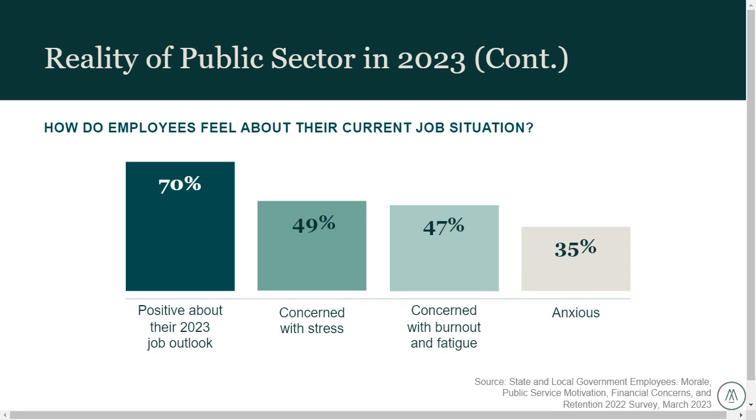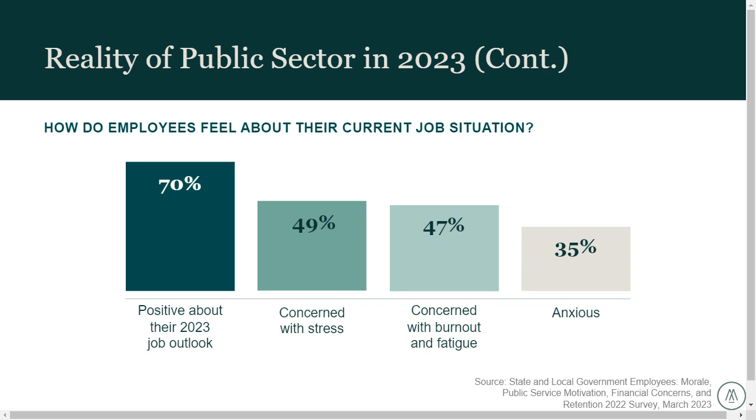So when we unpack that, basically what that means is people are pretty content that they're going to have a job. They don't see a whole lot of disruption. They don't see a whole lot of change. They're pretty comfortable with where they are and where they're going. However, this is where, when it starts to get unpacked, it's very interesting. Although 70% of employees have a positive outlook, 49% are concerned with stress, 47% are concerned with burnout and fatigue, and 35% feel anxious.